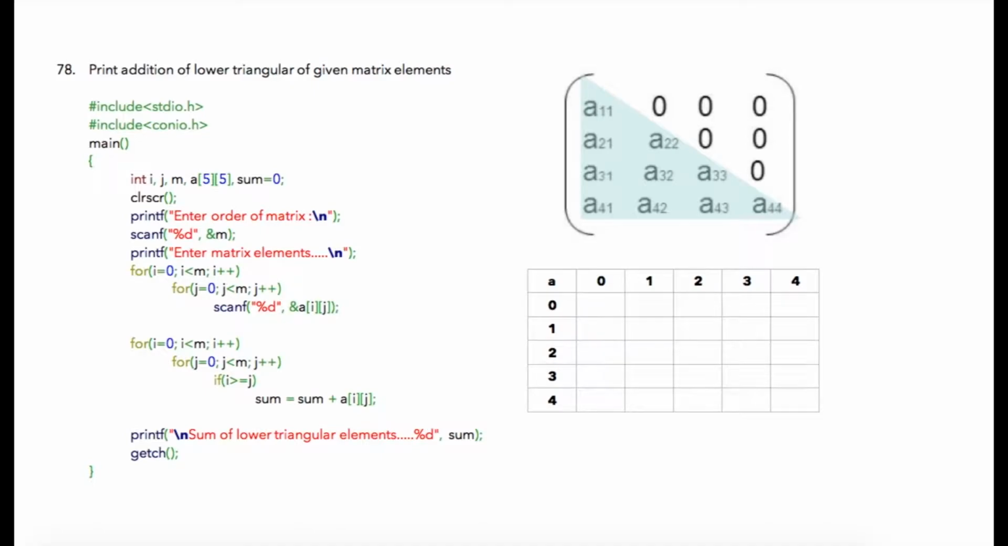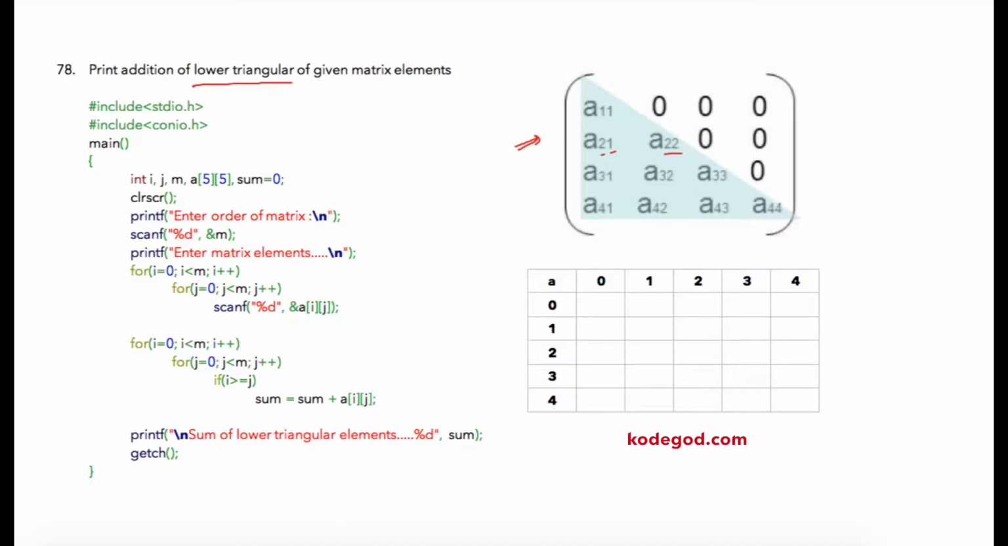In this lecture, we are going to print the addition of the lower triangular of the given matrix. So what is a lower triangular matrix? If you check this image, elements highlighted in light green color are elements of the lower triangular. So if you notice a pattern over here, row number is greater than or equal to column number. And this pattern will be true for all the highlighted elements.